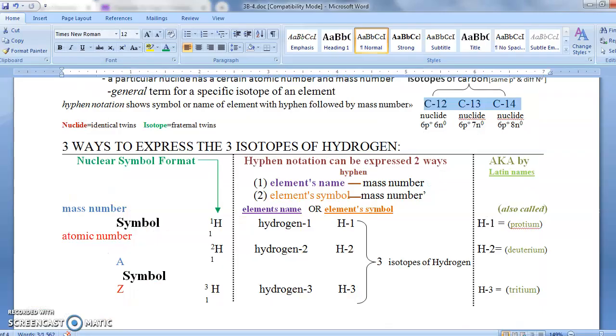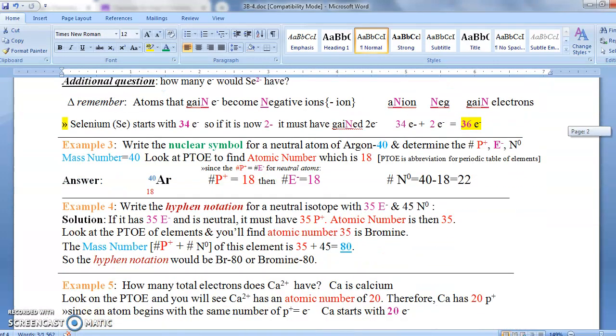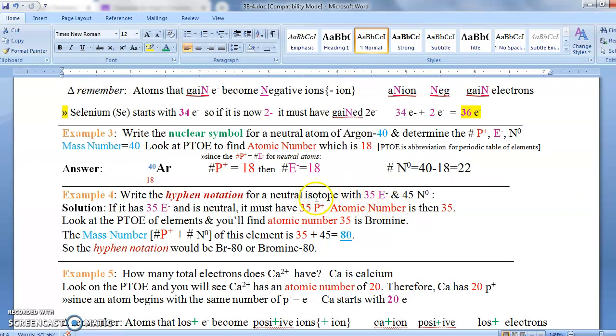So in this question right here, they're asking for the hyphen notation for an atom, and that atom's neutral. Neutral means the number of protons equals the number of electrons. So this particular atom has 35 electrons. If it has 35 electrons and it's neutral, electrons are negative, there must be 35 positive protons to balance it out. So we already know, by telling us it's neutral and by telling us that there's 35 electrons, we now know there's 35 protons. So we have to have a periodic table of elements to use hyphen notation.